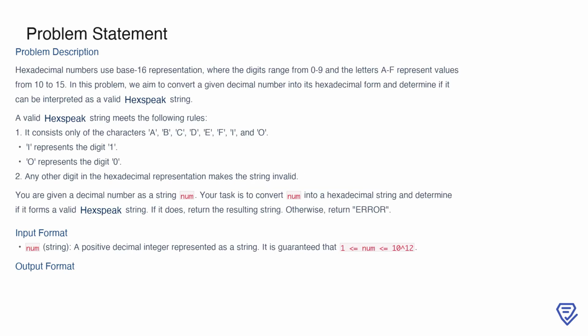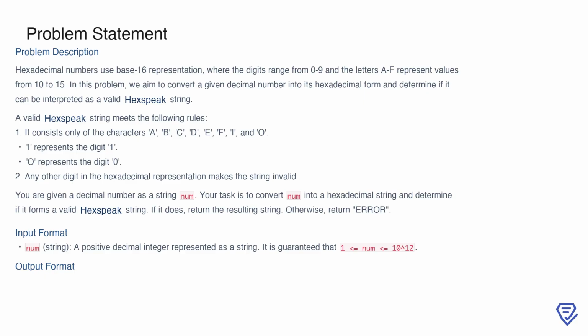Hexadecimal numbers are represented in base 16, meaning they use the digits 0 through 9, and the letters A through F to represent values from 10 to 15. In this problem, we need to convert a given decimal number into its hexadecimal equivalent and determine if the result meets the criteria for a valid Hexspeak string.